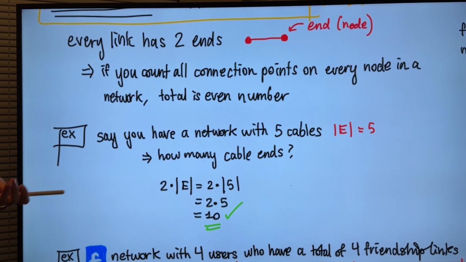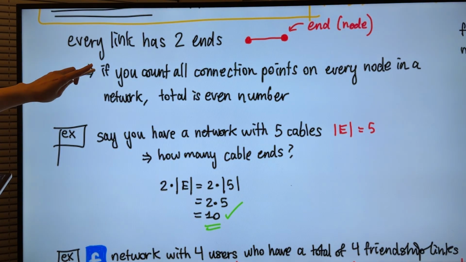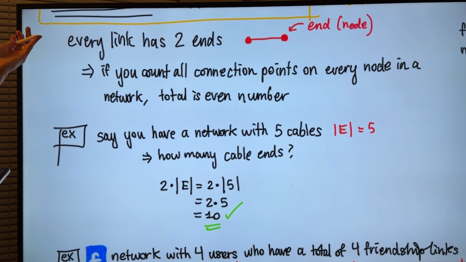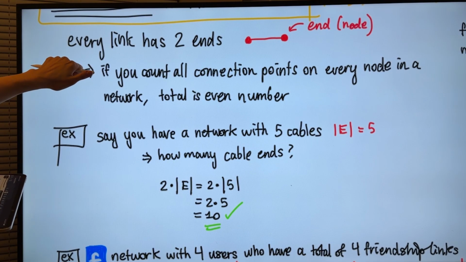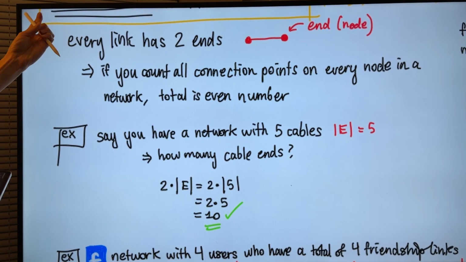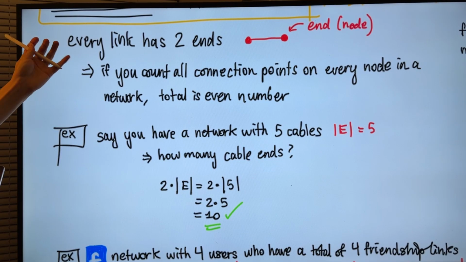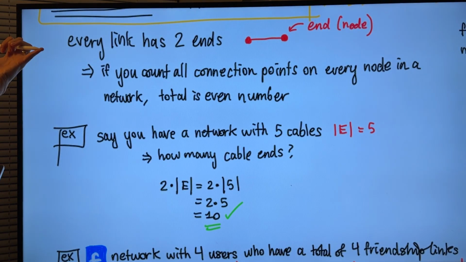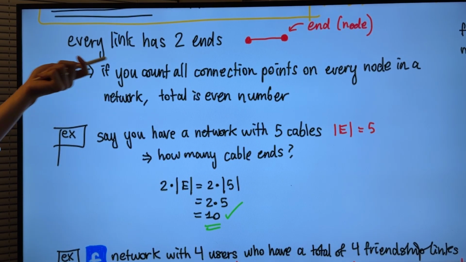So if you have something like this cable, and we're counting this end here, and then the other end, yes, I'm using the pen to visualize. Imagine this is your cable, and then you consider this end, and then this end on this side. So for one cable, you have 2 ends. So that's why you're going to double it. Because with 5 cables, you have 2 times 5, which is 10. And it makes sense because all the connection points summed together should be an even number, which 10 is even.